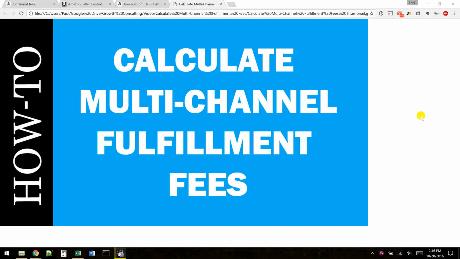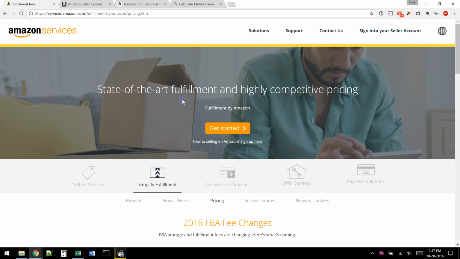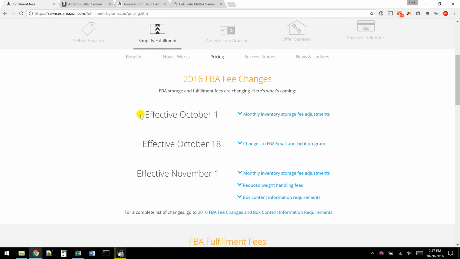You may still have transaction fees through Shopify. This is what Amazon will charge you for actually fulfilling that item. I'm going to include these websites in the description. Big caveat here, this information does change, so go and actually check this information. I'm going to show you how to calculate it, but the values themselves may change.